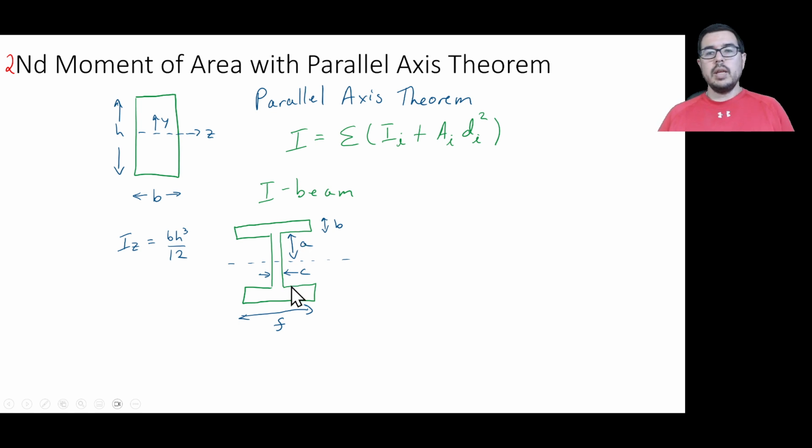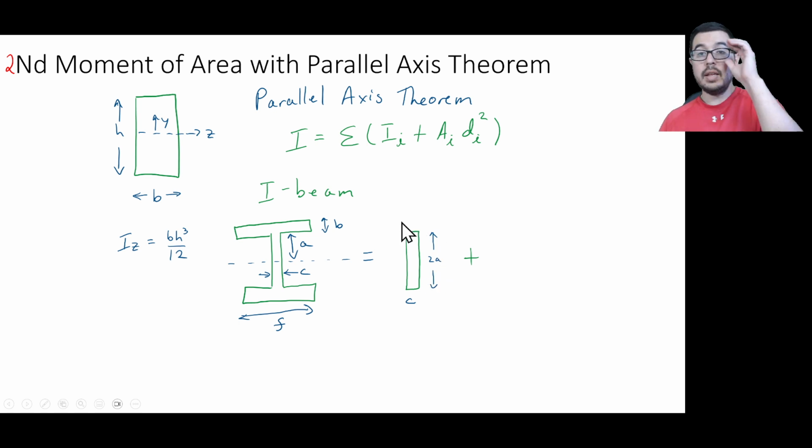So where are the three rectangles? Okay, I guess I gave it away. There are three rectangles, right? One of them is going to be in this vertical, or how should I say it, slender, tall, central region, okay? And that has width c, and it has a height of 2a, right? And so we can calculate this region's second moment of area just by using bh cubed over 12. And because we're going to do it around here. Okay, so that's one.